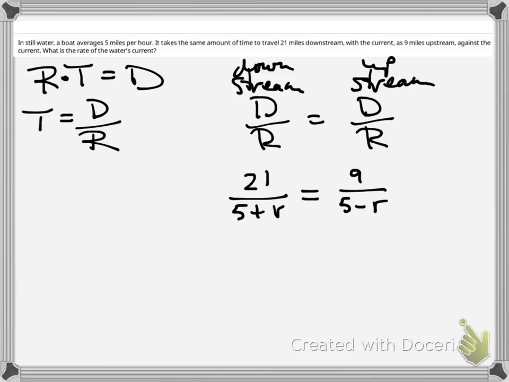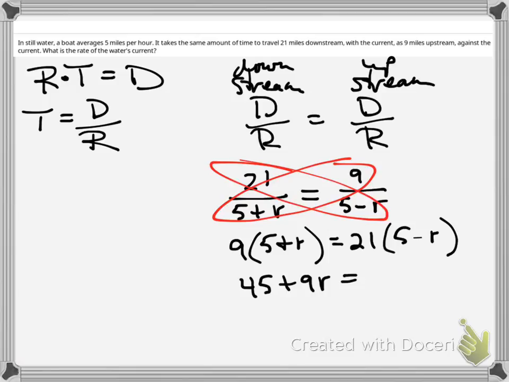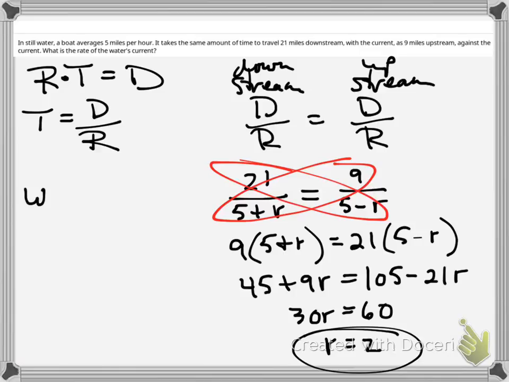Well, now we have an equation involving rational expressions, and in this case, we can just cross multiply. 9 times the quantity 5 plus r is equal to 21 times the quantity 5 minus r. If we distribute and combine like terms, getting the r variable on one side of the equation and the constants on the other side, then divide both sides by 30, I get r is equal to 2. In other words, r, the speed of the current, is 2 miles an hour.